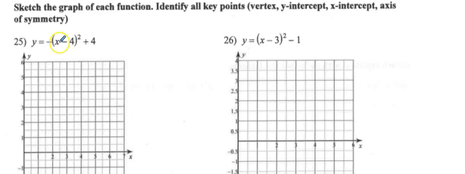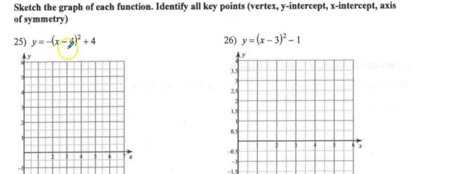Okay, glad you're back. We're going to do something similar to what we did, but we don't have to do the work. The equation is already in vertex form. So we're being asked to sketch the graph, identify all key points. So we're going to look for that vertex, y-intercept, and both x-intercepts, as well as find the axis of symmetry. So we've got a little bit of work to do, but it's not too bad.